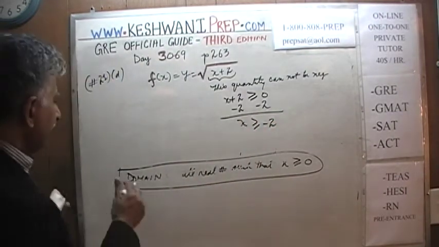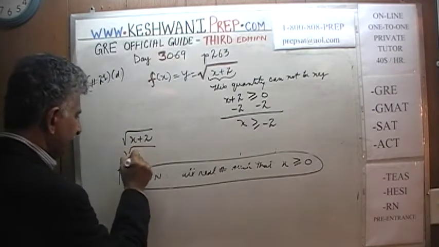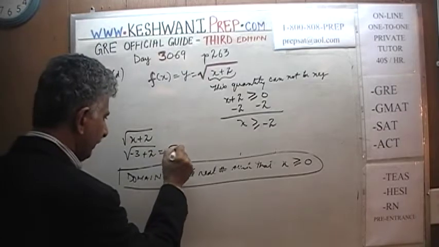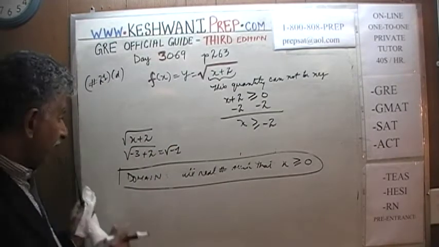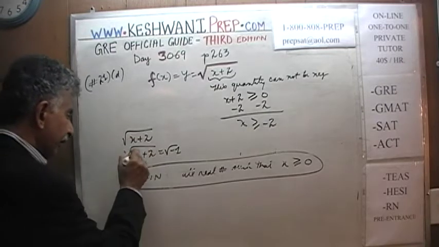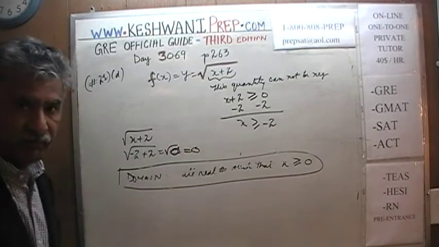For example, if you have a square root of x plus 2, x cannot be negative 3, because negative 3 plus 2 is negative 1, and that we cannot do. We cannot take a square root of a negative number. X can be negative 2 if you like. That's perfectly fine. If x is negative 2, negative 2 and positive 2 is going to be 0, and square root of 0 is 0, which is perfectly fine.